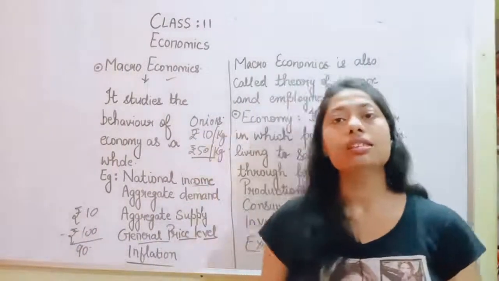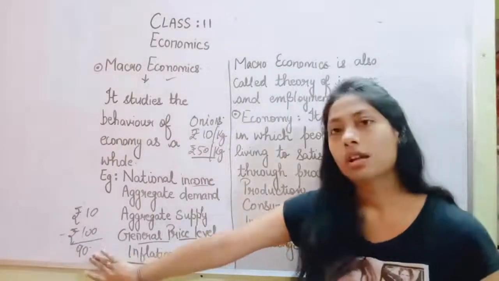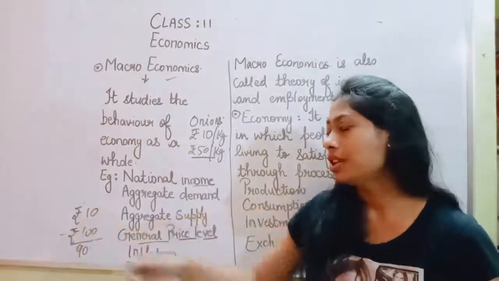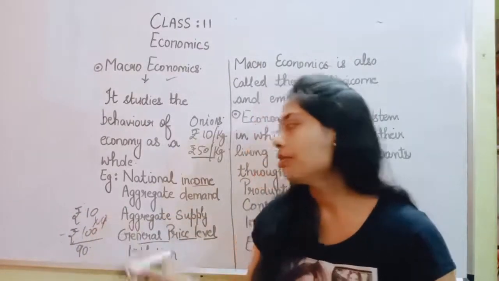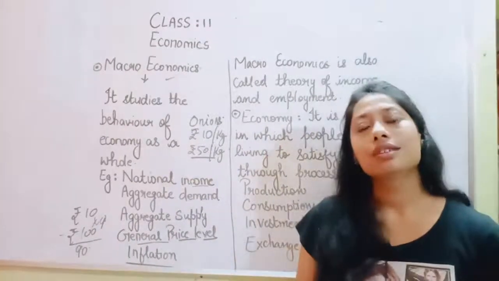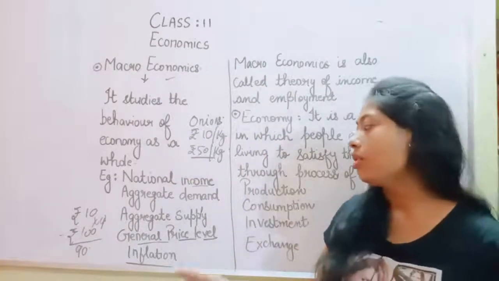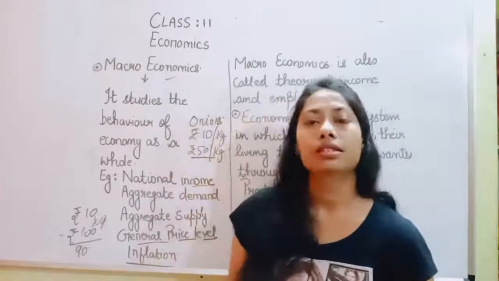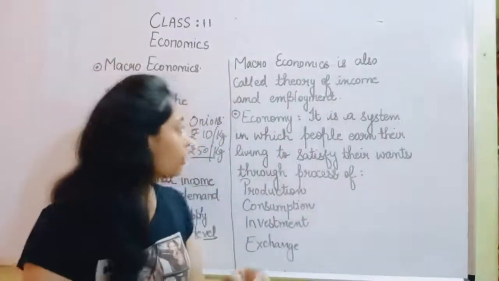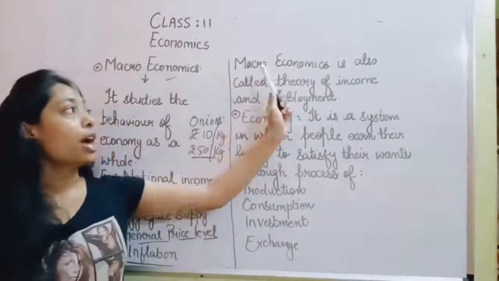It is an unnecessary profit that you are making, because if the cost price is 10, you are basically making 9 times profit, which is unnecessary. This is your inflation. An unnecessary increase in the price of a product is known as inflation. Now let's talk about macroeconomics.